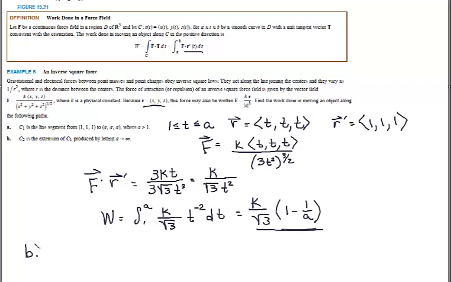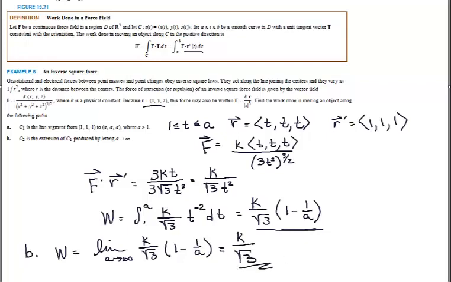For the b portion, what we're going to do is let a go to infinity, so I just need to take this work. It's going to be the limit as a goes to infinity of my k over the square root of 3, 1 minus 1 over a. I like this limit, this is pretty nice. This is just k over square root 3. All done with that.